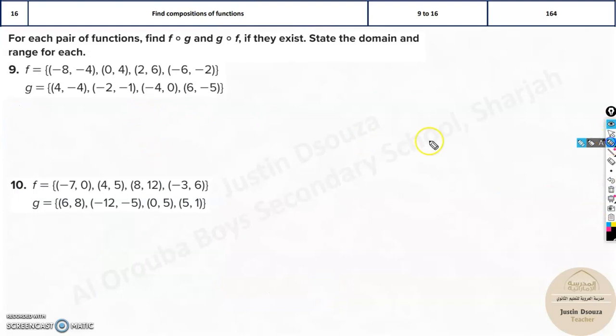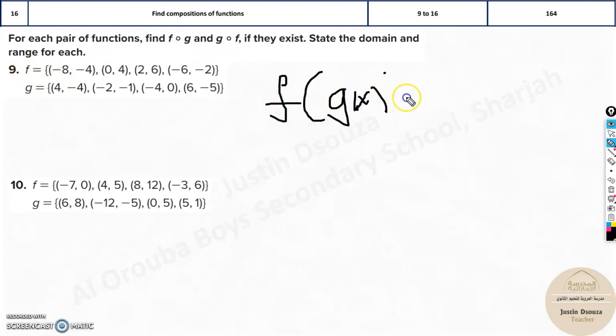Now we can look over here. See, it might be that only one value exists. Let's just do this quickly. f of g: now the function f is composed with g of x inside it.